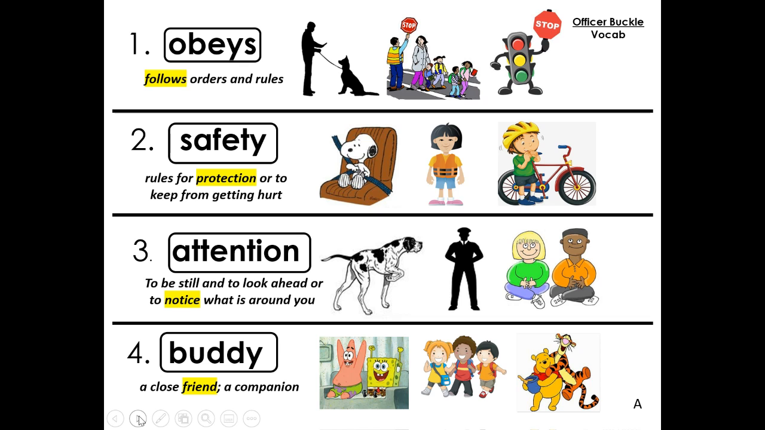If you need to, push pause. Make sure you have all 4 words written correctly. And in the second column, you have the synonym or short definition. And in the third column, draw a quick picture for each word. And when you're done, push play.